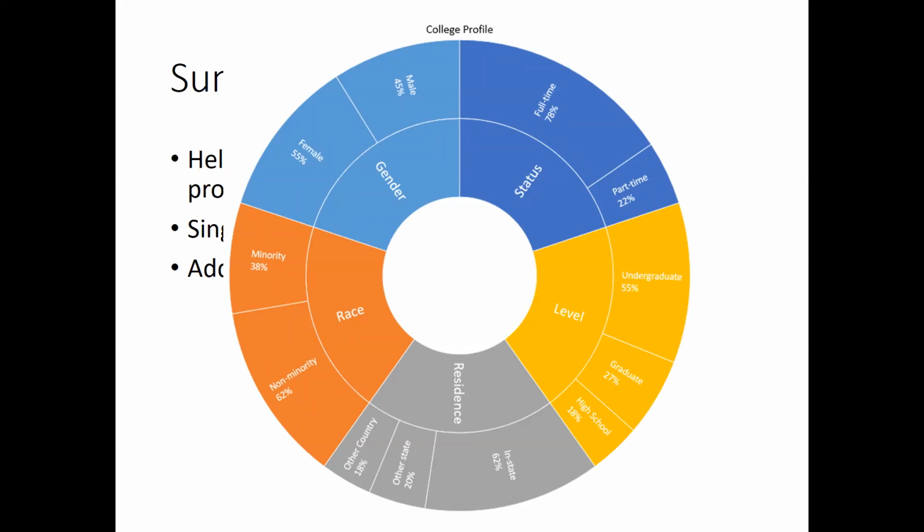So 55% of our students are undergraduate students, 27% are y'all, right? Grad students. 18% are me, high school students. I'm joking.